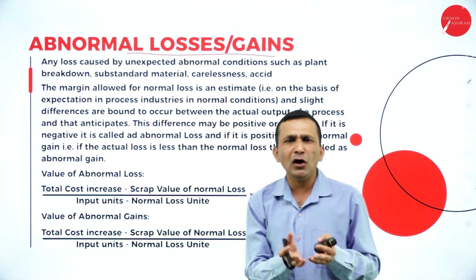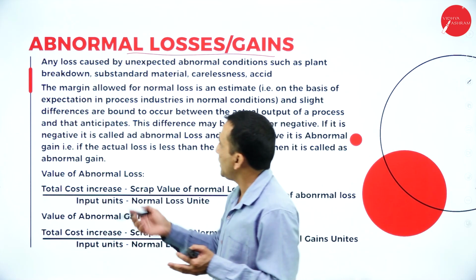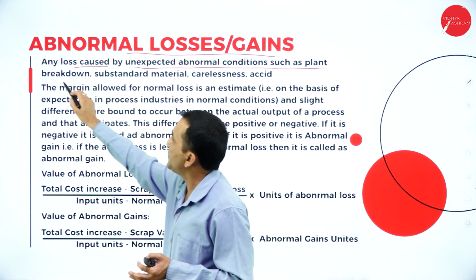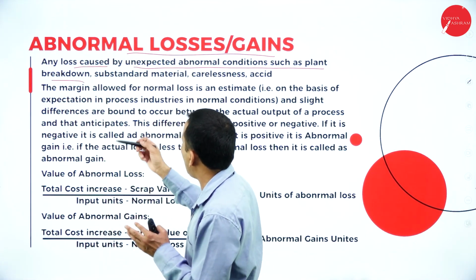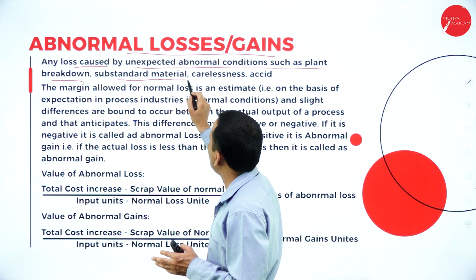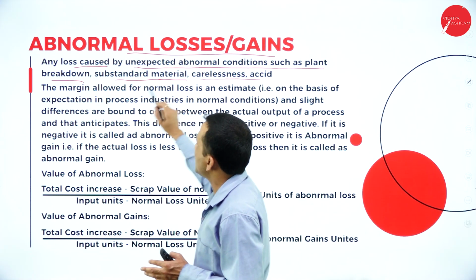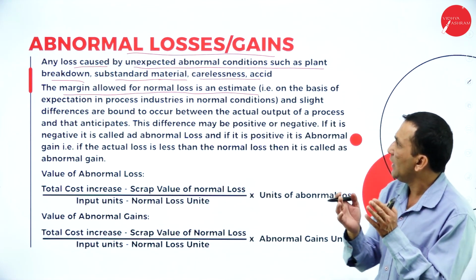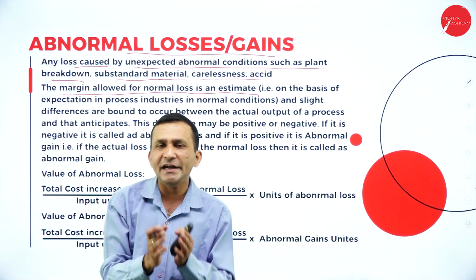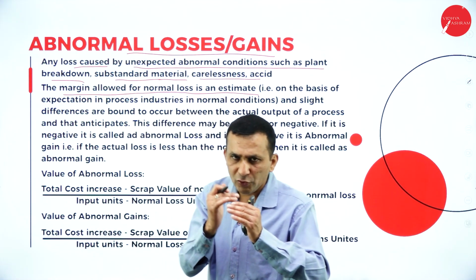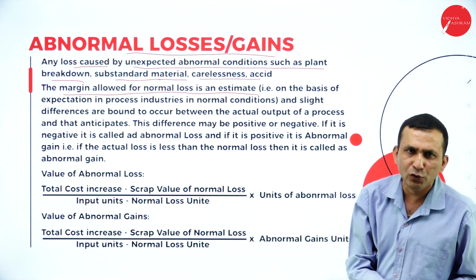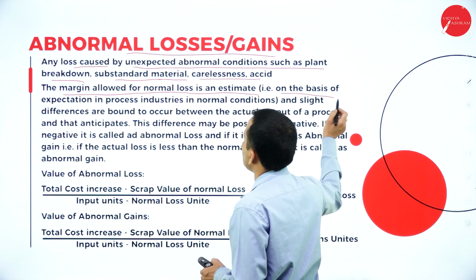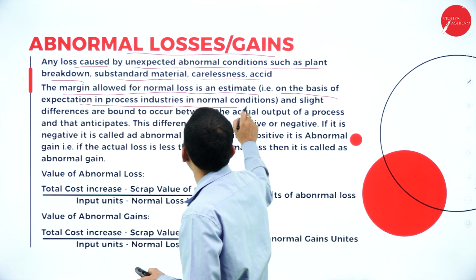And abnormal loss and gain. Abnormal loss we cannot predict, right? It is an abnormal condition. Any loss caused by unexpected abnormal conditions such as plant breakdown, machinery breakdown, substandard material, carelessness or accident. How do we get the abnormal loss? When we are getting the credit side difference between output and normal loss, compared with the units introduced as input for the first process. Obviously that is on the basis of the expected process in the industry under normal conditions.